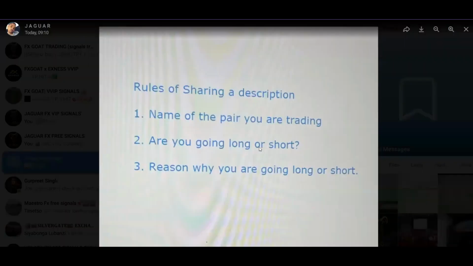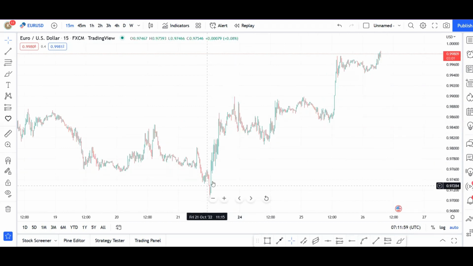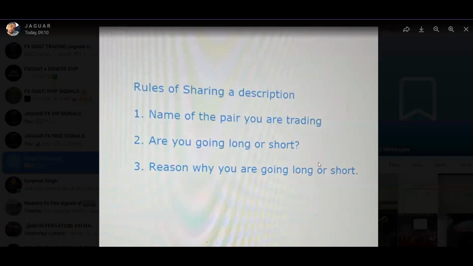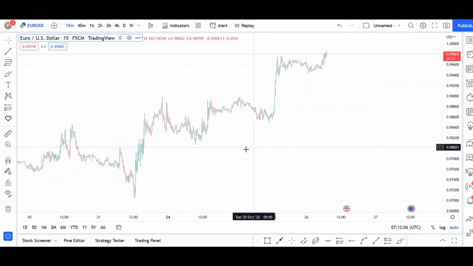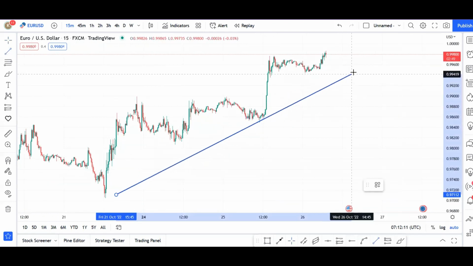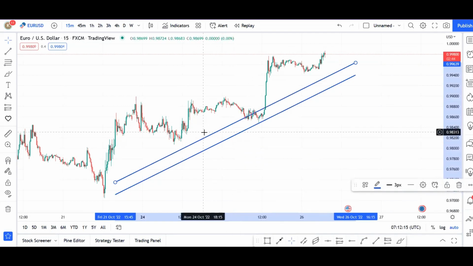Second rule: are you going for longs or shorts? I'm currently going for longs. And then, the reason why you are going for longs or shorts. The reason is, let us analyze them. So I get to know the reason why I'm saying we're going for longs. Why are we going for longs?